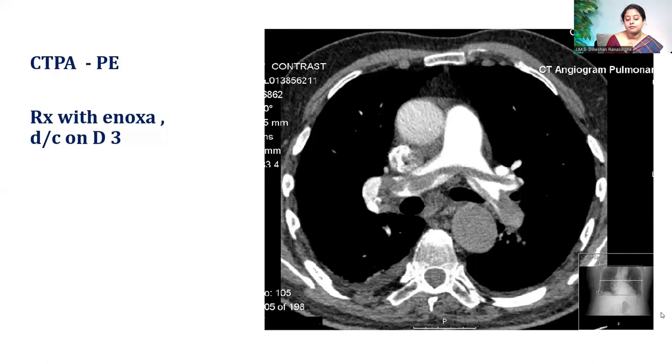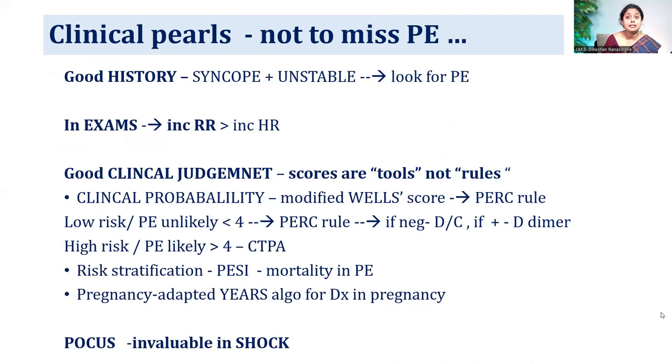Right, so clinical pearl: you should not miss pulmonary embolism. Is it rare? No, of course not. It is not such a rare condition. The only thing is that sometimes it goes unnoticed, and so it may be delayed in diagnosis. So the important thing in this case is that you have to take a good history.